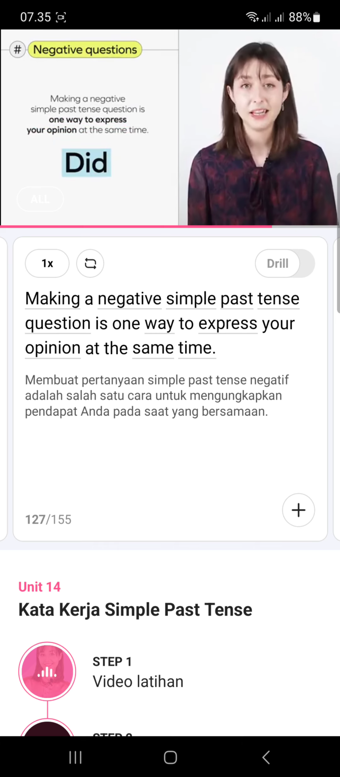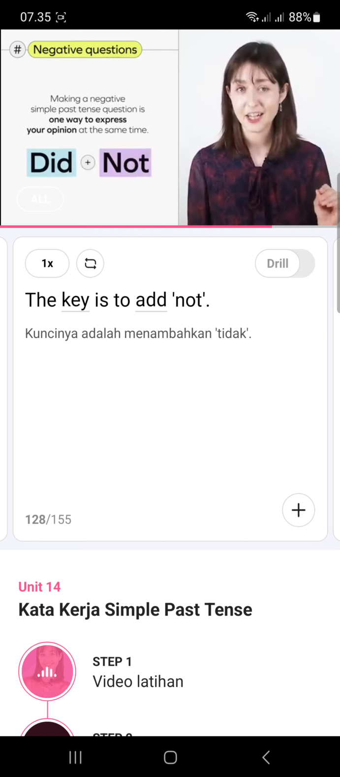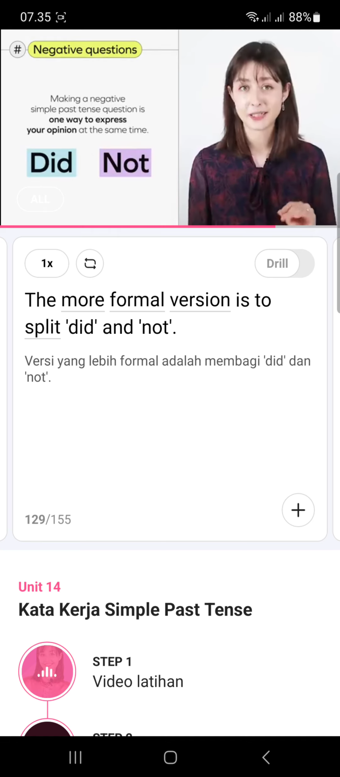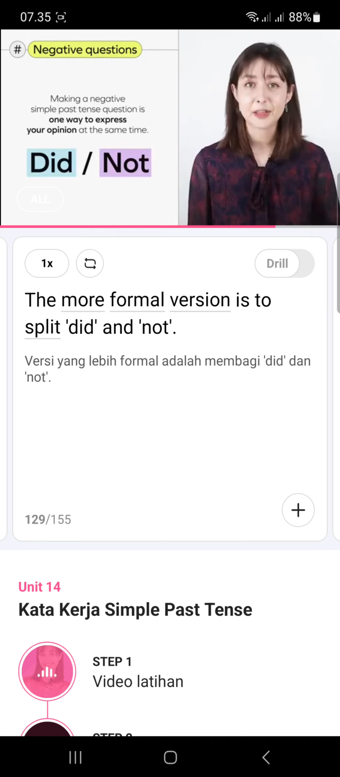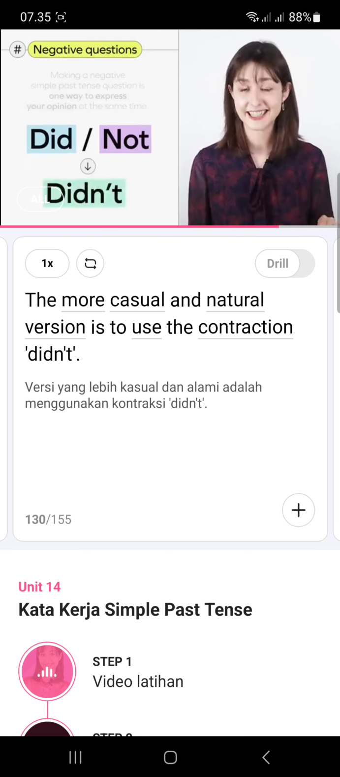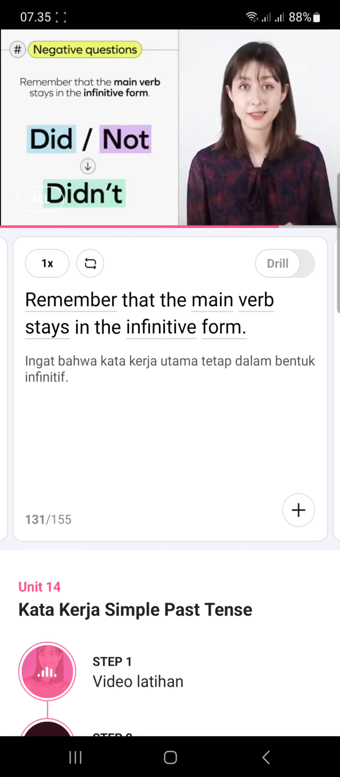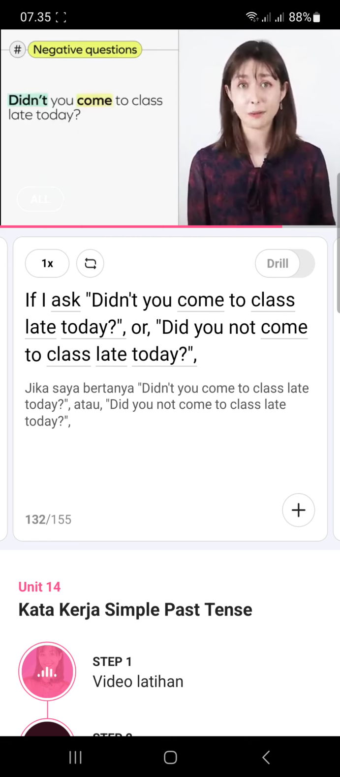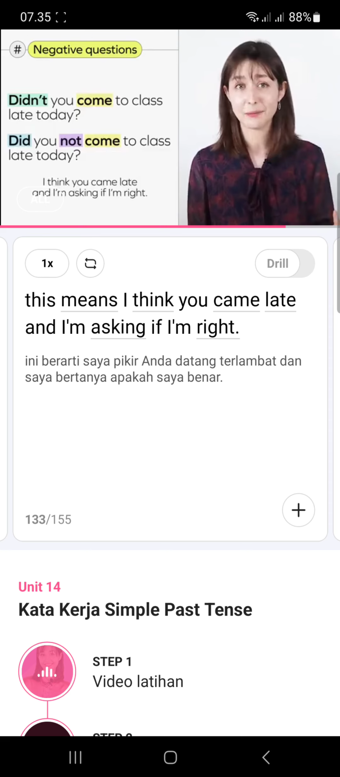Making a negative simple past tense question is one way to express your opinion at the same time. The key is to add not. The more formal version is to split did and not. The more casual and natural version is to use the contraction didn't. Remember that the main verb stays in the infinitive form. If I ask, didn't you come to class late today? Or, did you not come to class late today? This means I think you came late and I'm asking if I'm right.